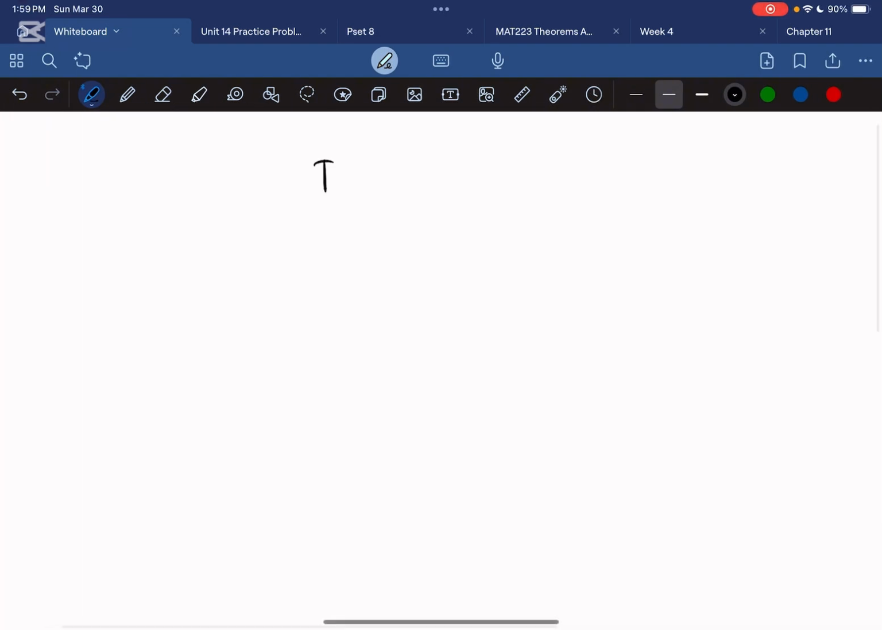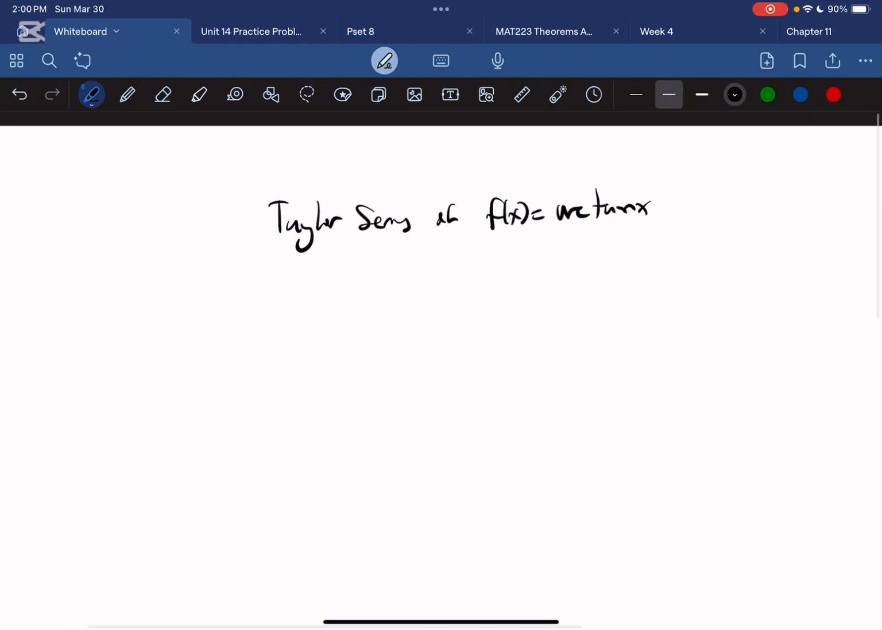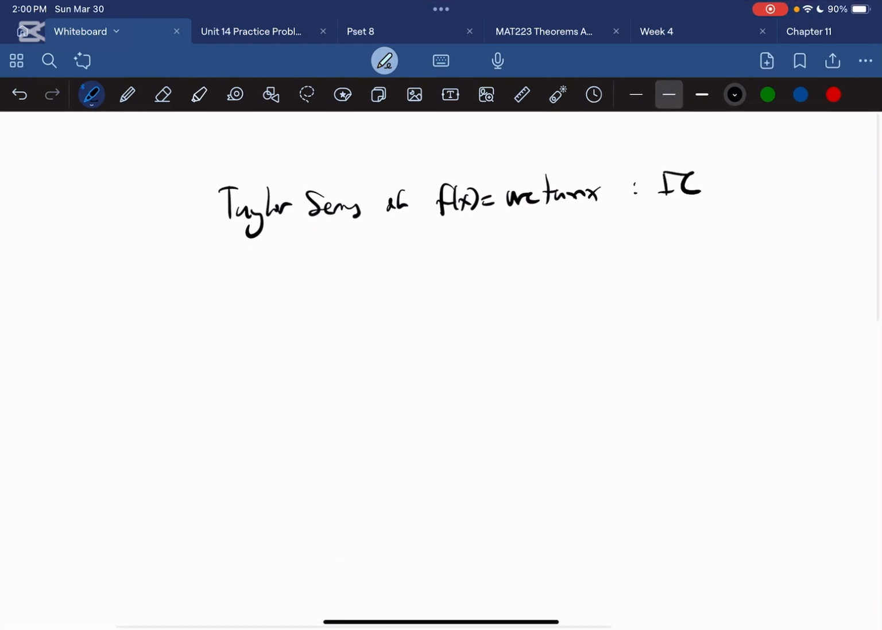Let's find the Taylor series of f at x equal to, here we go again, arctan of x. He's back. And let's also find its interval of convergence as well. So, try on your own, but here's how you do it.